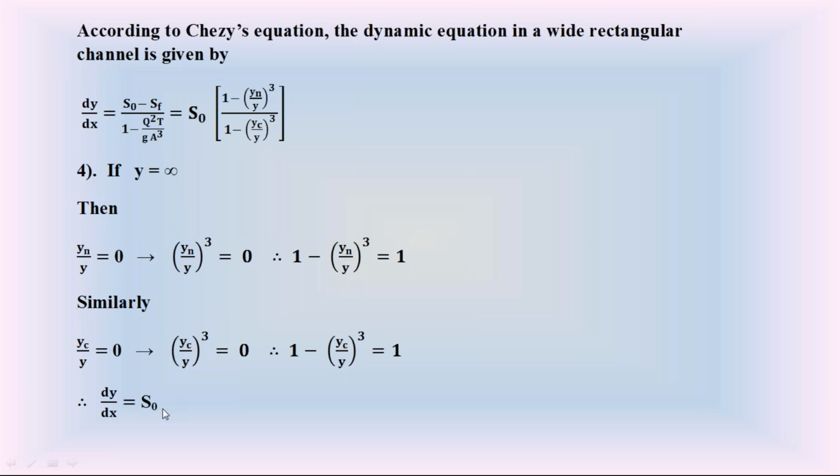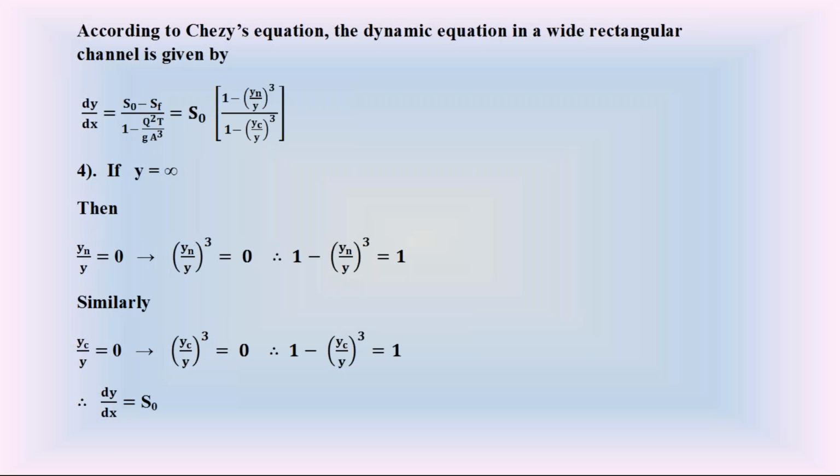So please note down these four conditions in the notes. Condition 1, y is equal to yn, dy by dx is equal to 0. Second condition, y is equal to yc, dy by dx is equal to infinity. Third condition, y is equal to 0, dy by dx is infinity. Fourth condition, y is equal to infinity, dy by dx is equal to S0. These four are the slope dy by dx for different values of depth of flow y.